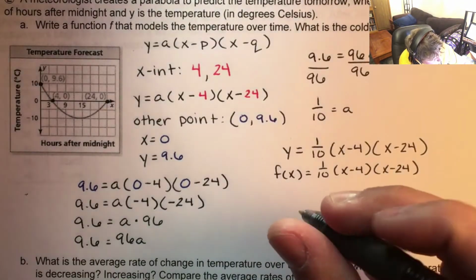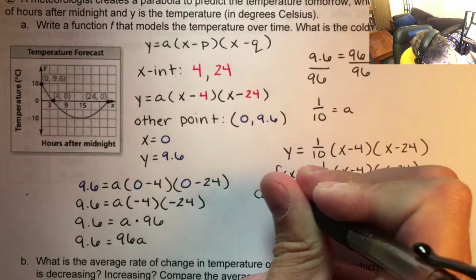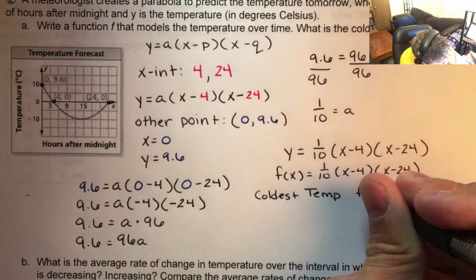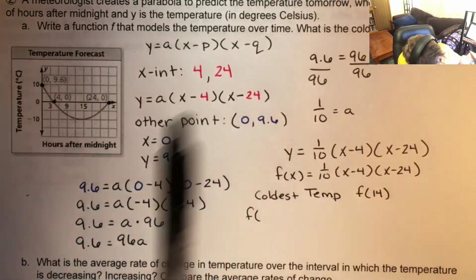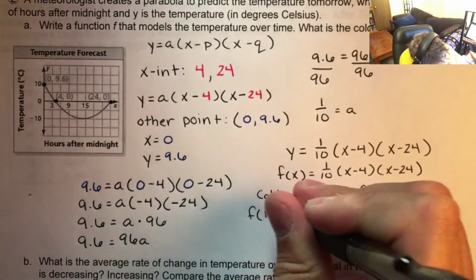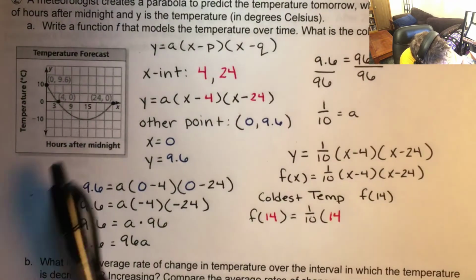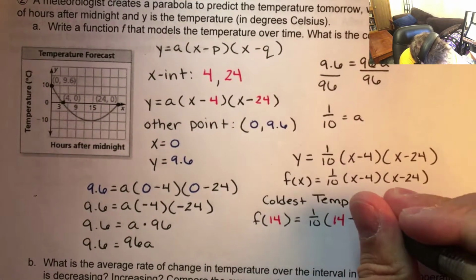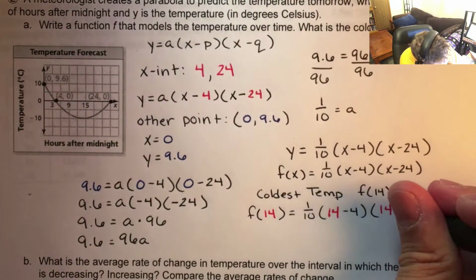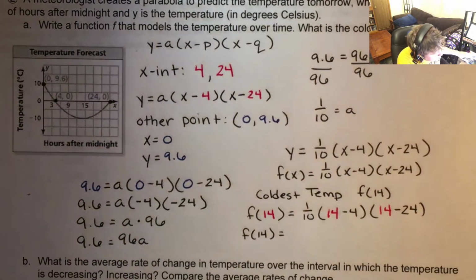So what number is exactly between 4 and 24? It's 14. So what I need to do is I need to find, for the coldest temp, I need to find f of 14. Okay, so let's go ahead and do that. F of 14 is equal to 1/10 times 14 minus 4 times 14 minus 24.